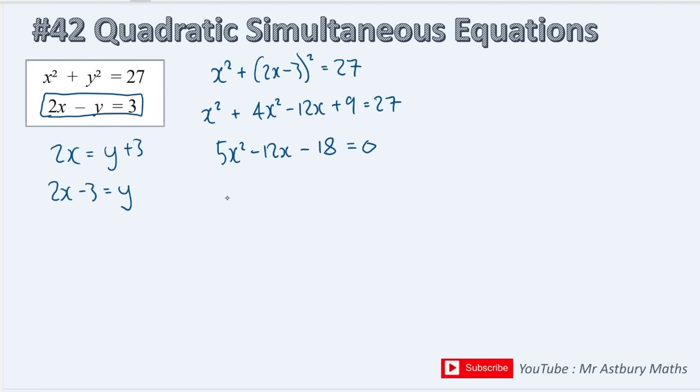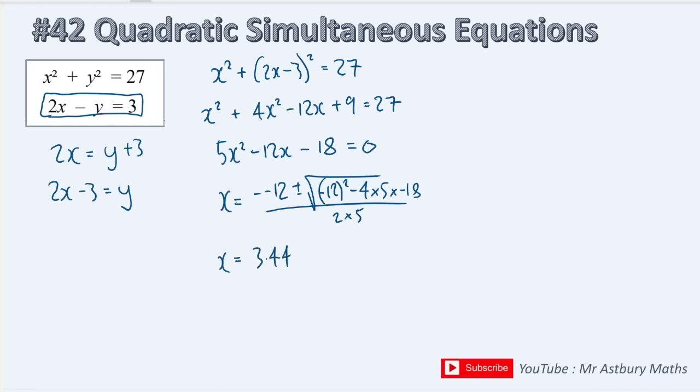This doesn't factorize, so I'd have to use the quadratic formula, which is minus minus 12 plus or minus the square root of minus 12 all squared minus 4 times 5 times minus 18, all over 2 times 5. And this will give me x values of 3.44, and minus 1.04.